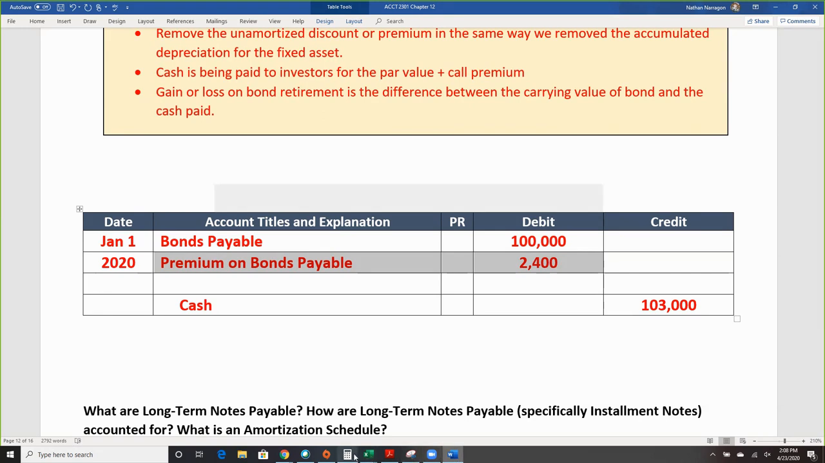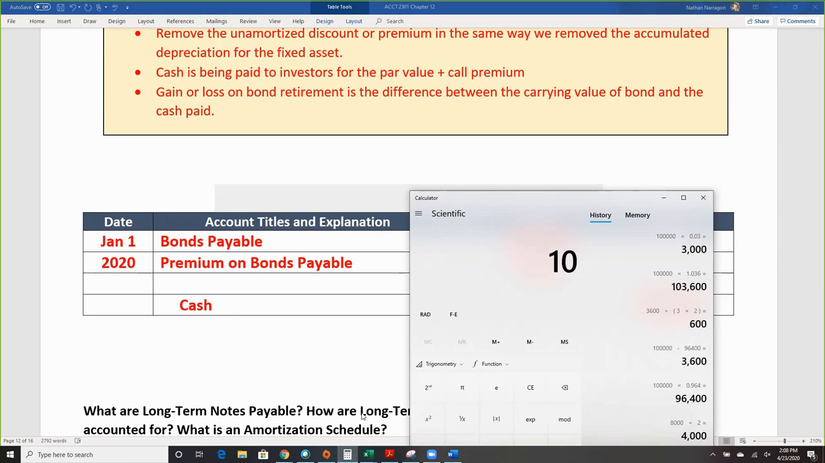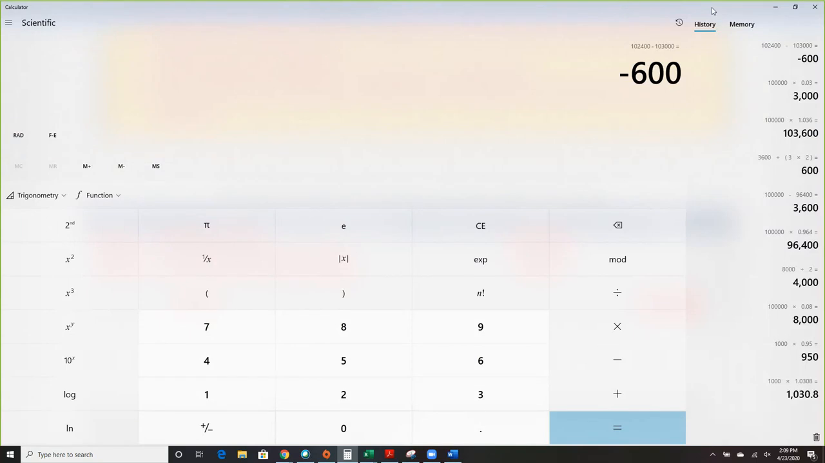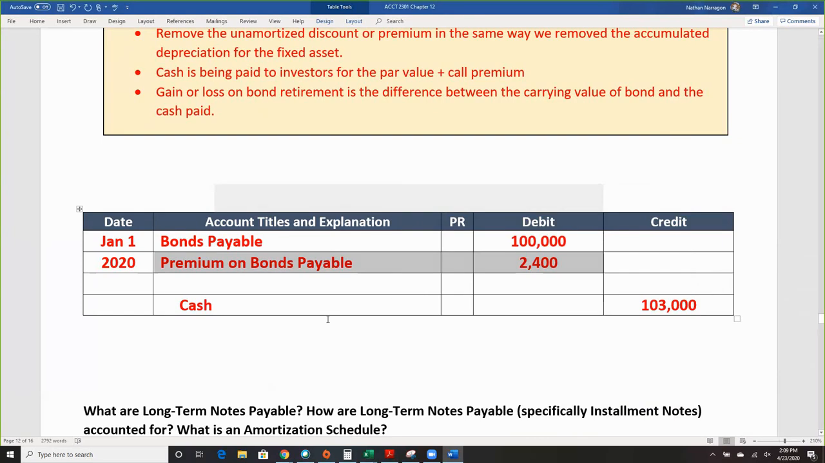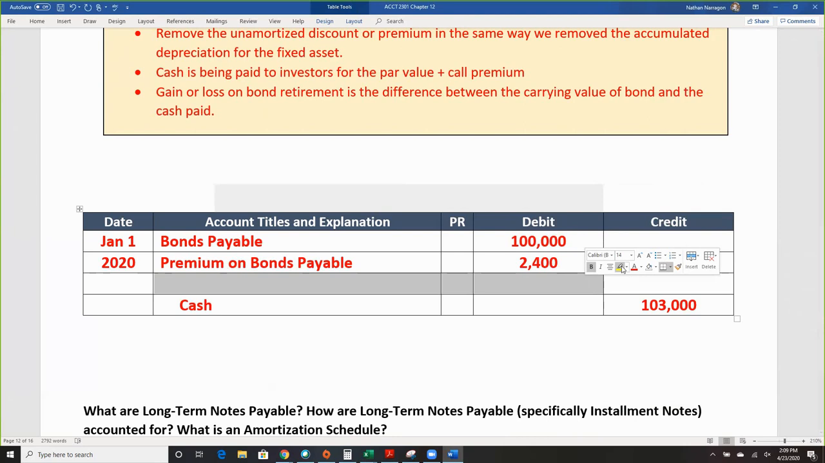So we need to find the difference. We have 102,400 minus 103,000, which would show us we lost money. Yay, boo, I'm gonna cry. But we lost $600 there, as the calculator shows. So when we lose money, just like fixed assets, this is known as a loss on bond retirement.